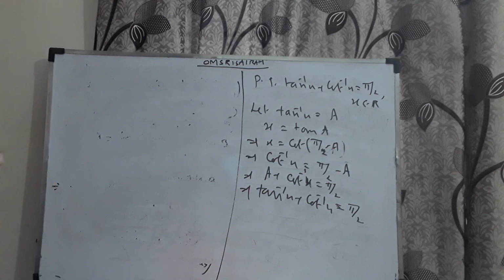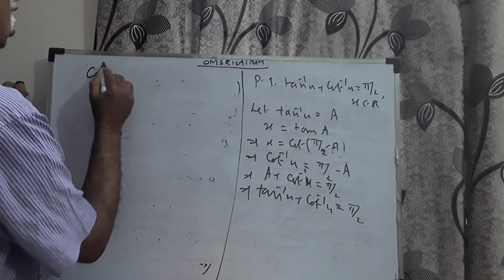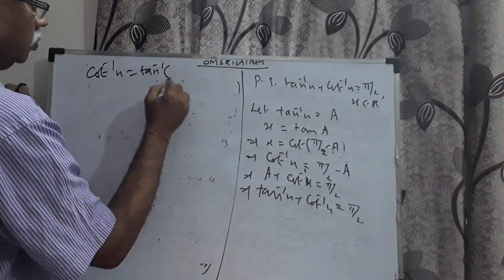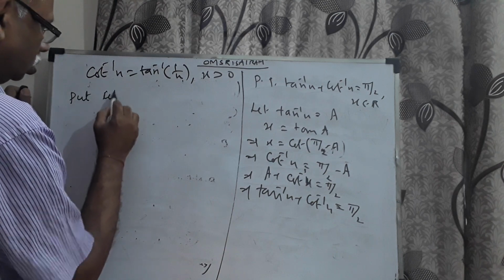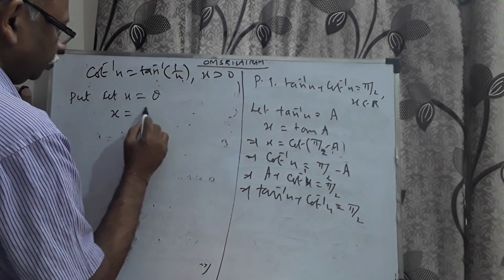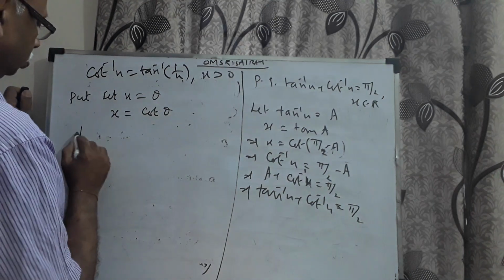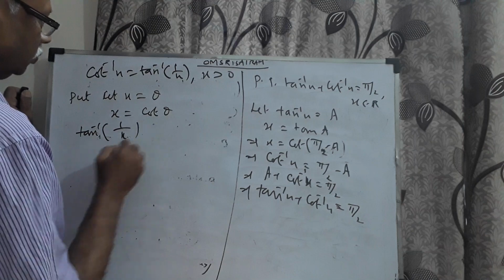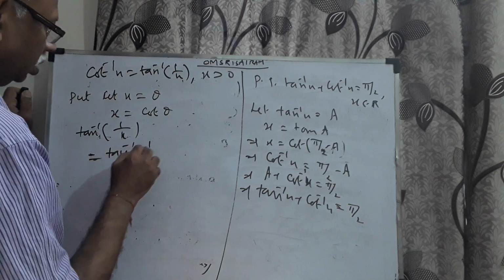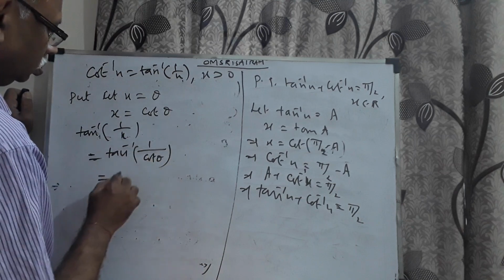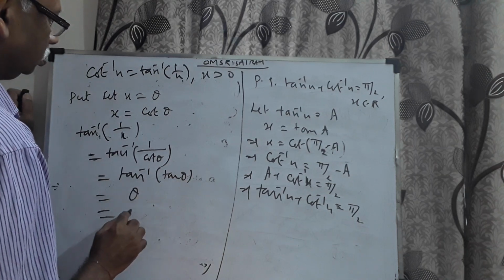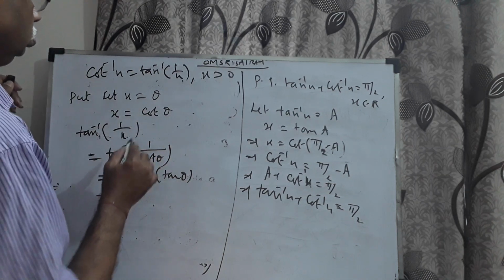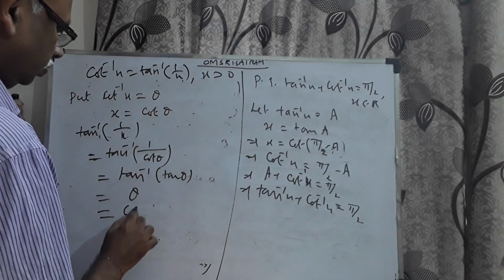X greater than 0. There is another result: cot inverse x is equal to tan inverse 1 by x, x greater than 0. Put cot inverse x equal to theta, x equal to cot theta. Now tan inverse 1 by x is equal to tan inverse 1 by cot theta, is equal to tan inverse tan theta, which is theta. Theta is nothing but cot inverse x.